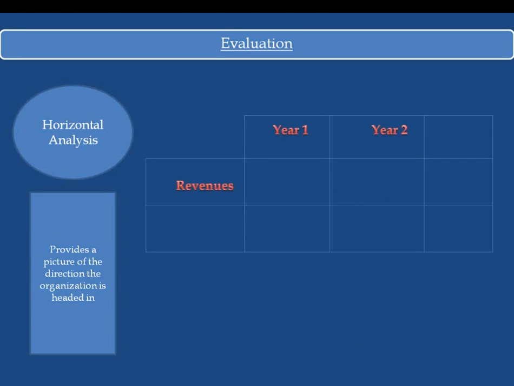Let's look at an agency from year 1 to year 2. Year 1, revenue was $100. Year 2, revenue was $300. Let's look at the growth rate, how much their revenue is growing. It's year 2, $300, minus year 1, $100, divided by year 1. That equals 200%. They're growing by 200%.